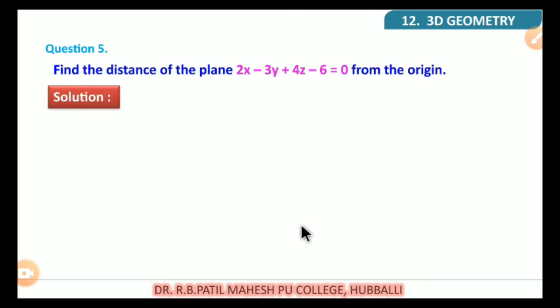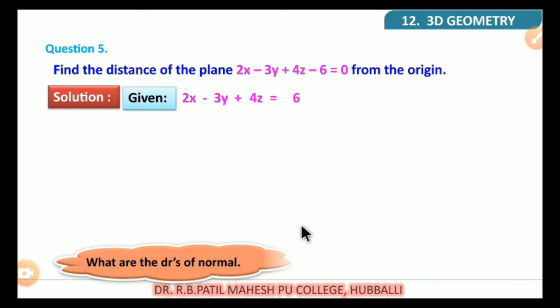Now we go for the next example. Question number 5. Find the distance of the plane 2x minus 3y plus 4z minus 6 equal to 0 from the origin. Given that is 2x minus 3y plus 4z is equal to 6. So this is the equation of the plane here. Now we have to find the direction ratios of the normal. So 2, minus 3, 4 are direction ratios of the normal. So they can be denoted by A, B, C respectively.